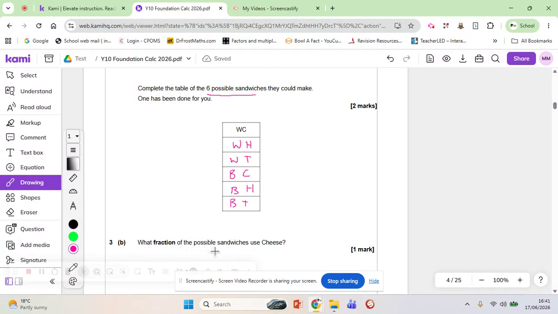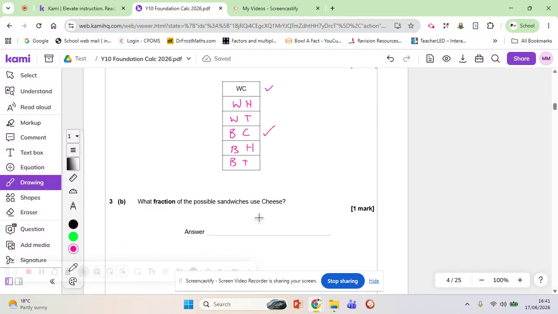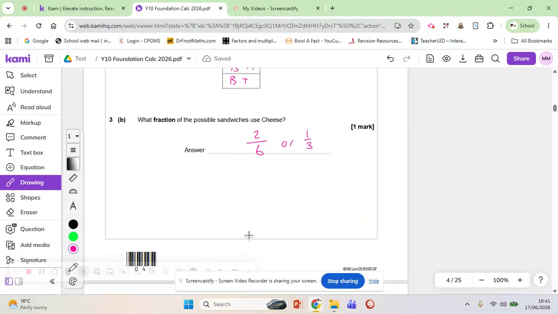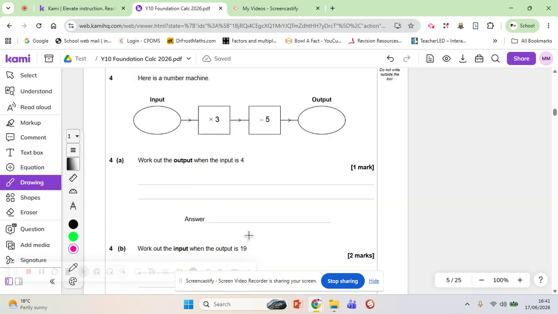What fraction of the possible sandwiches are cheese? Well, this one has got a cheese, and that's it. Oh, sorry, there's also the second one. So what fraction do we have cheese? We've got 2 out of 1, 2, 3, 4, 5, 6. 2 out of 6. Now you could simplify that to 1/3, but you will get the marks for 2/6 because it doesn't say to simplify.